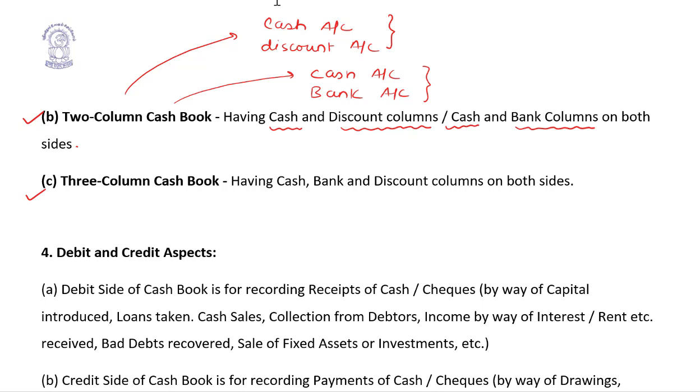Let's see the third one now. Three column cash book having cash, bank and discount column on both the sides. Three column cash book.